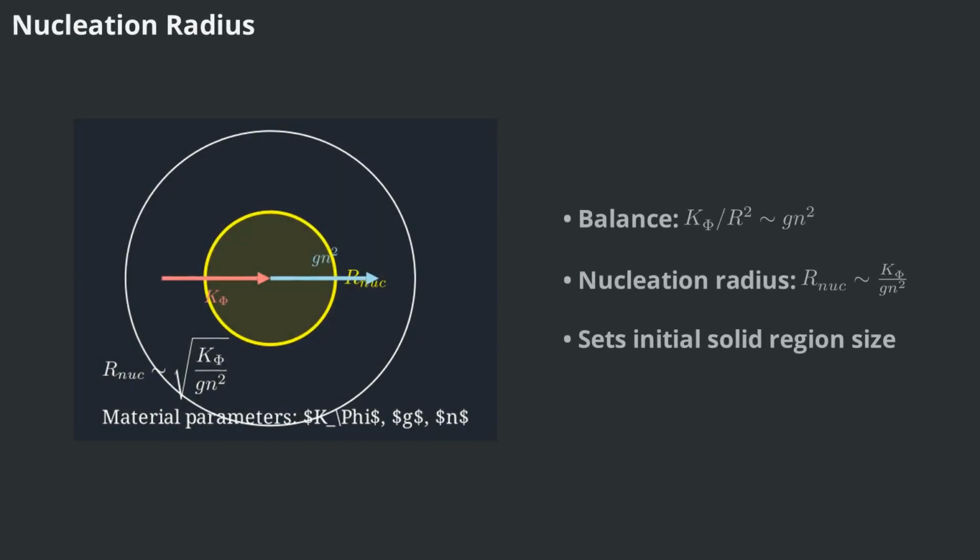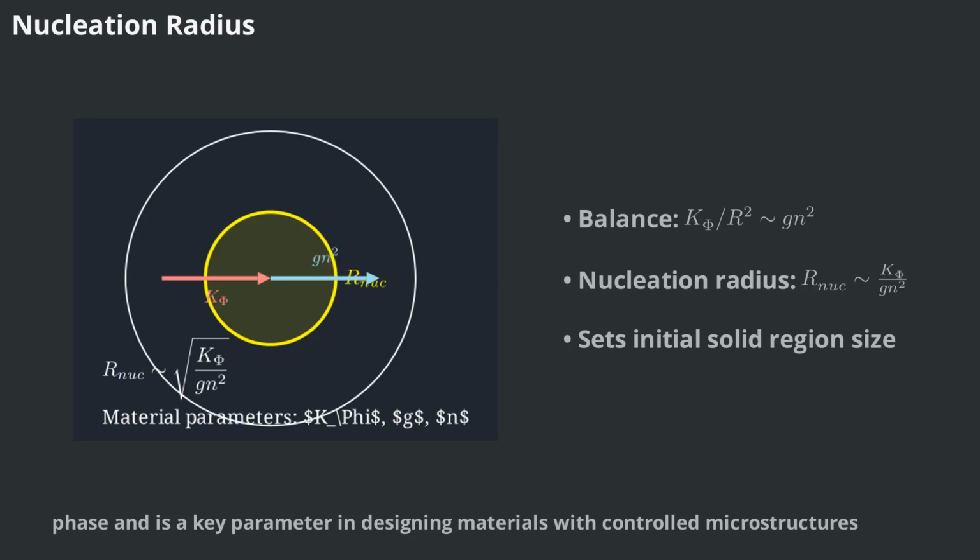The nucleation radius determines the size of the initial solid region formed during a phase transition. It is found by balancing the structural stiffness against the polariton pressure, leading to the relation R_nuc ∼ √(κ/φgn). This radius sets the scale for the growth of the new phase and is a key parameter in designing materials with controlled microstructures.